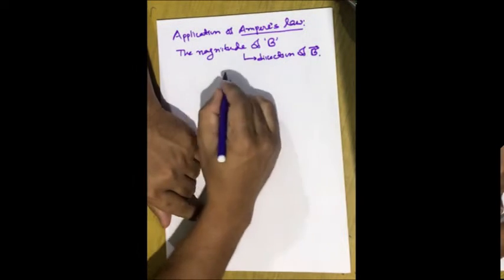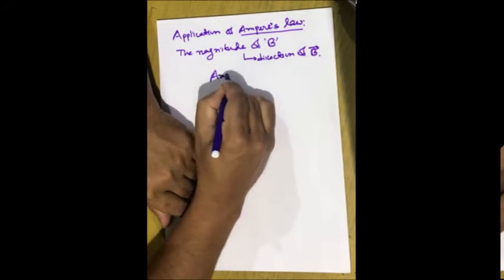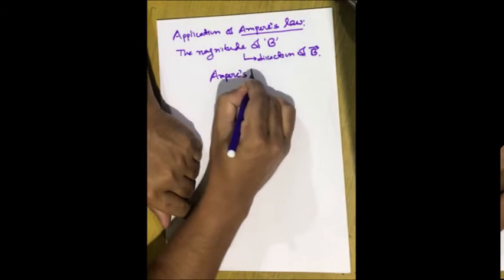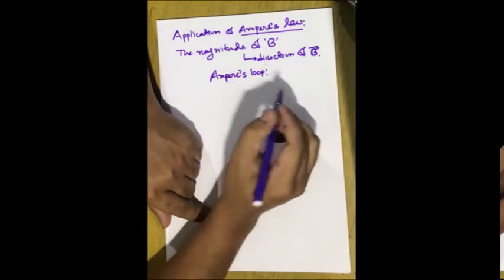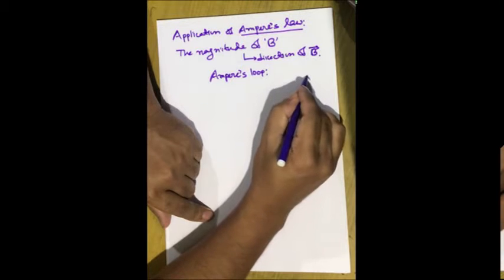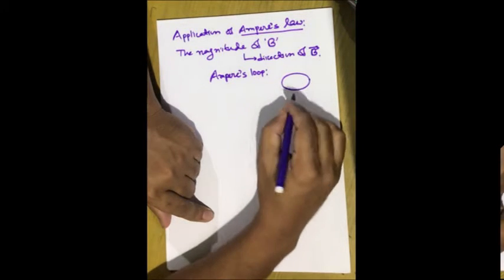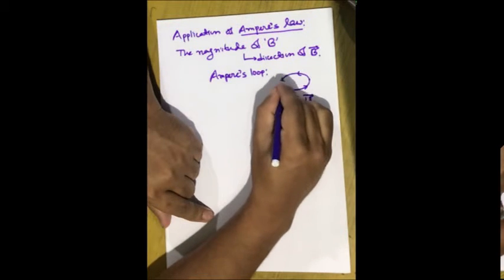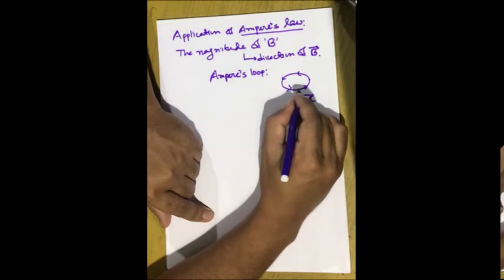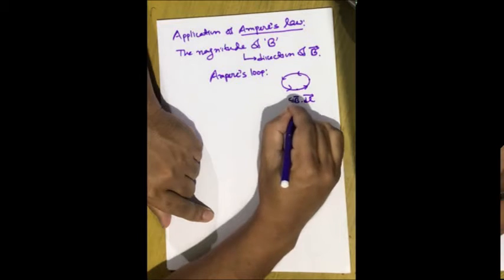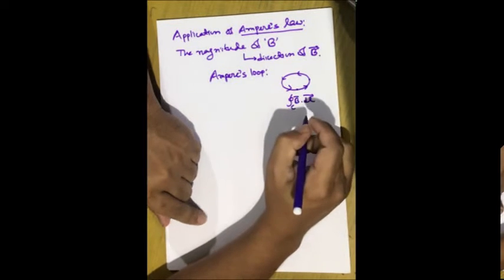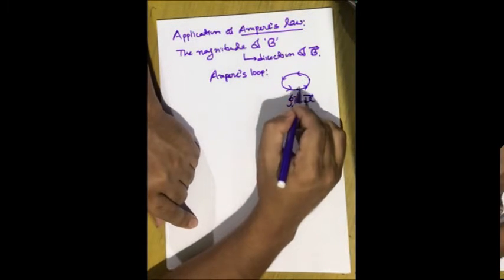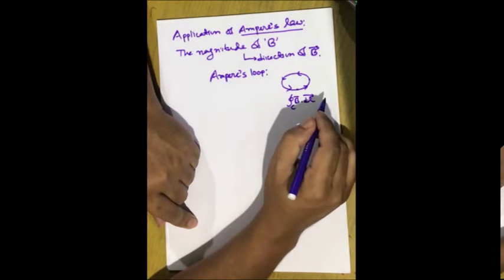Ampere's loop is basically the closed loop where we do the line integral of B dot dl. So this is the Ampere's loop. This loop should be a closed one, so that we can do this line integration of B dot dl, and if we choose this loop along the direction of the magnetic field, then certain things become really easy.